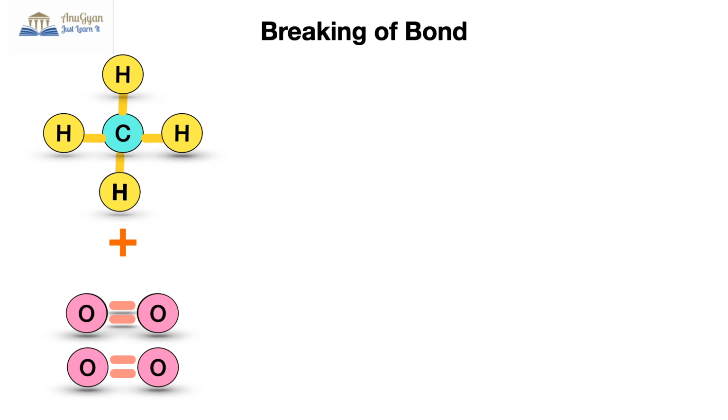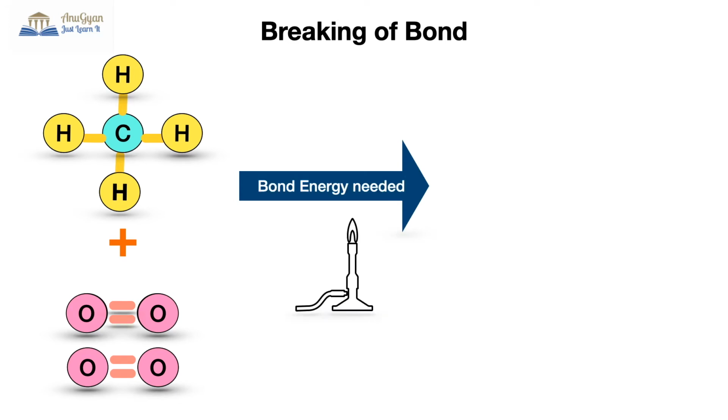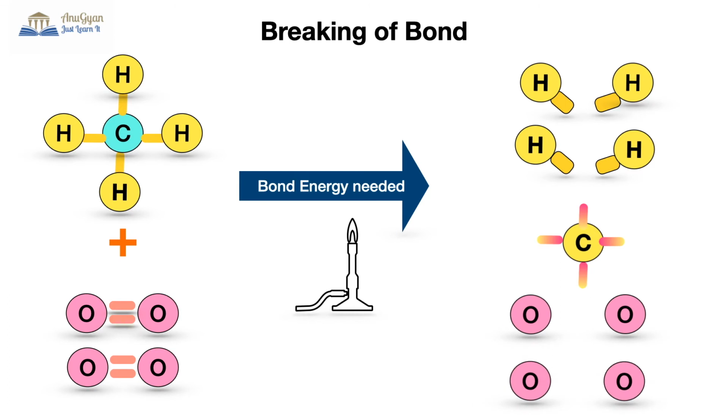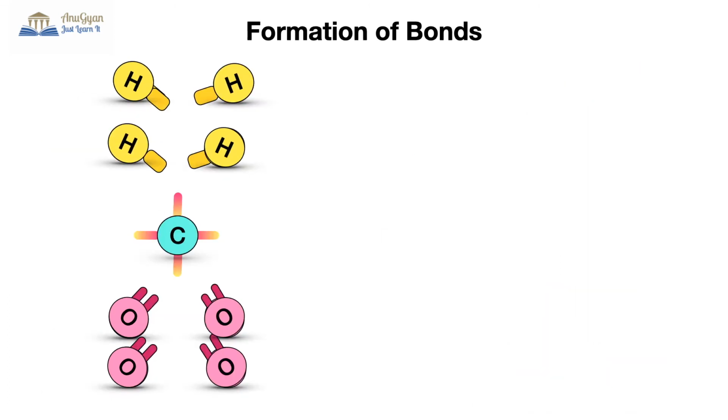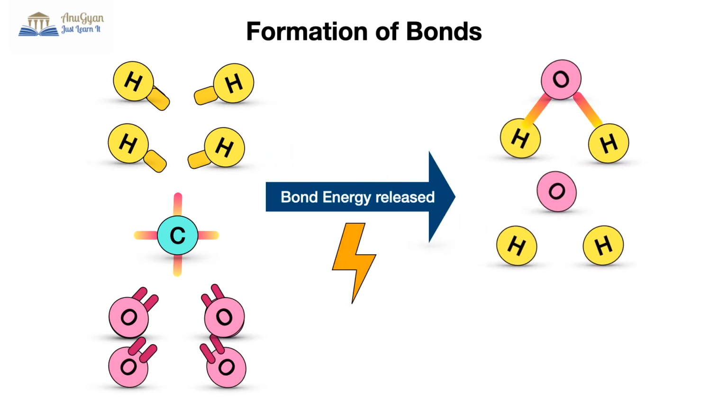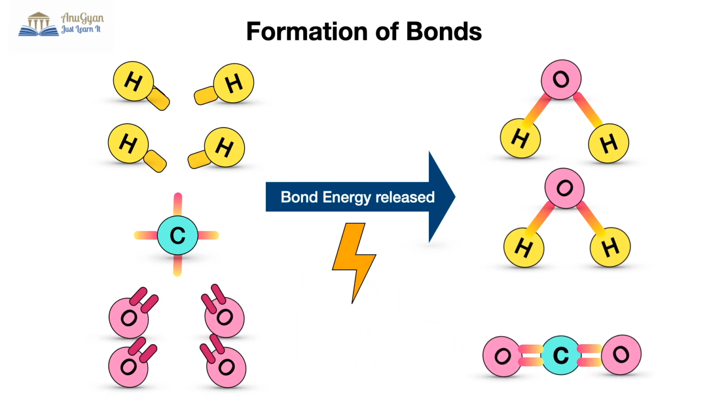The first step of this process is that the bonds of these compounds will dissociate from each other. The dissociation of bonds requires energy. So we will give some energy to these bonds and then they will become individual atoms such as carbon, 4 atoms of hydrogen and 4 atoms of oxygen. In the next step, all these individual atoms will form different combinations and will give different products. In this process, bond energy is released and 2 molecules of water are formed and 1 molecule of carbon dioxide.